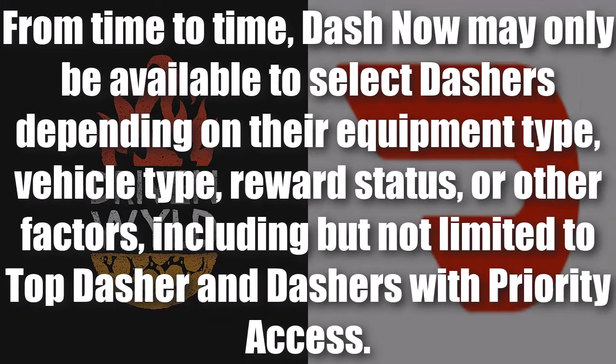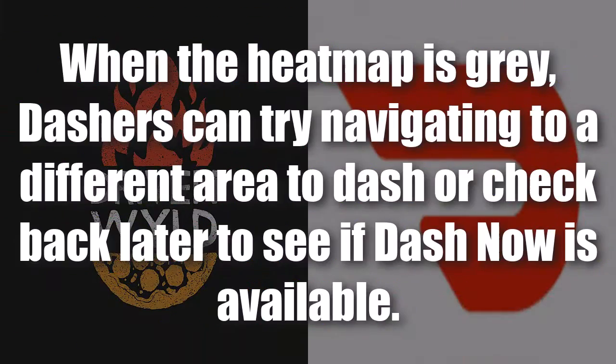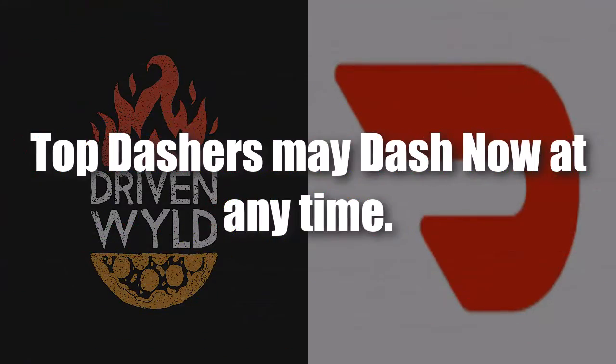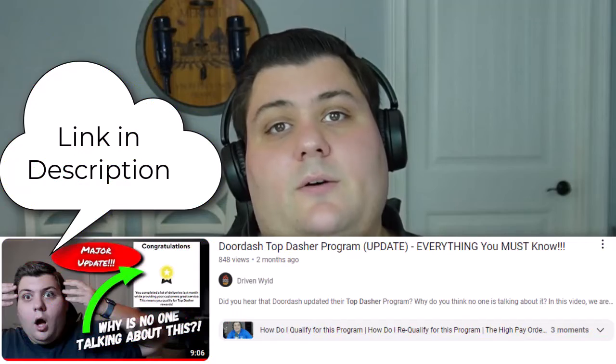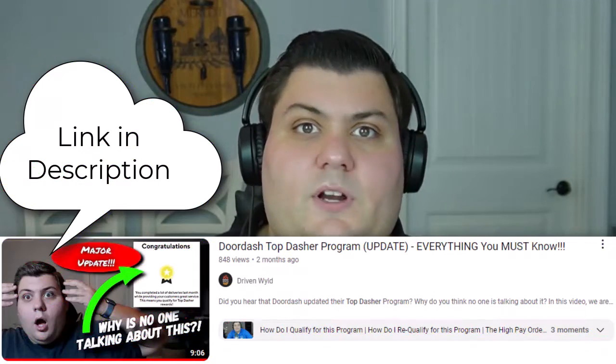From time to time, Dash Now may only be available to select Dashers depending on their equipment type, vehicle type, reward status, or other factors, including but not limited to Top Dasher and Dashers with priority access. When the heat map is gray, Dashers can try navigating to a different area to dash or check back later to see if Dash Now is available. Top Dashers may Dash Now at any time. To be clear, I'm not the biggest fan of Top Dasher as a whole, but I will leave a video link on the subject in the description. Feel free to check that out.